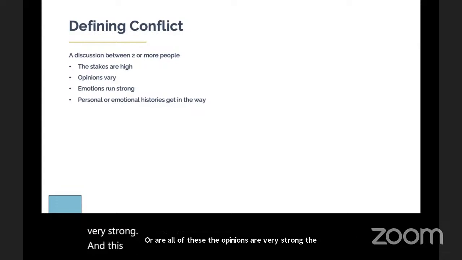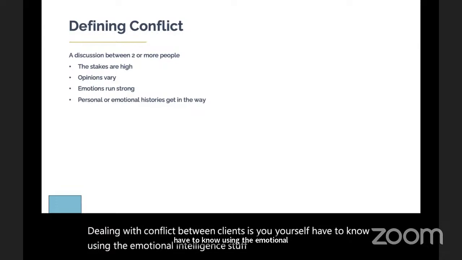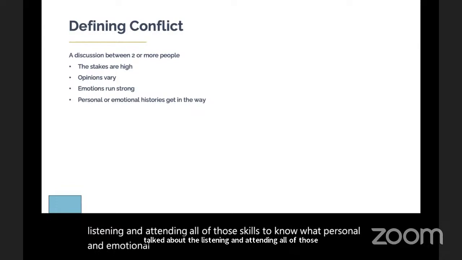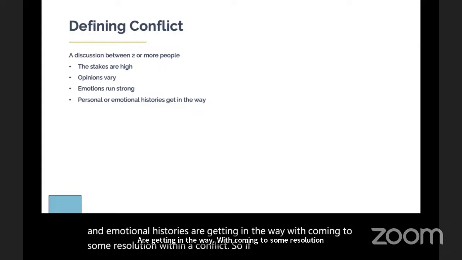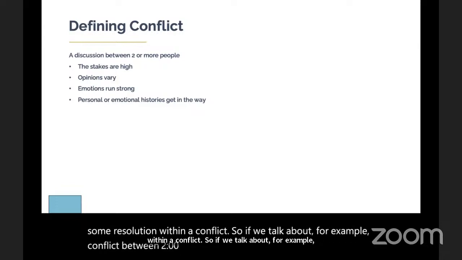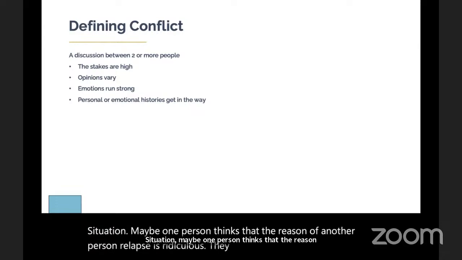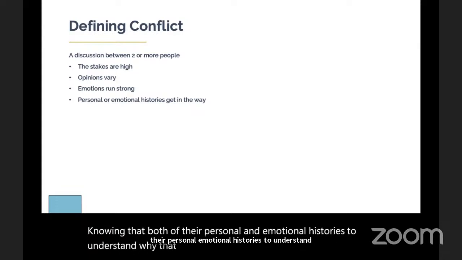This is the other part about dealing with conflict between clients: you yourself have to know, using the emotional intelligence skills we talked about, the listening and attending, what personal and emotional histories are getting in the way of coming to some resolution within a conflict. For example, take conflict between two people who have different opinions of a relapse situation. Maybe one person thinks the reason another person relapsed is ridiculous. They should have been stronger. They should have done that. Knowing both of their personal and emotional histories helps you understand why that was such a high conflict situation.